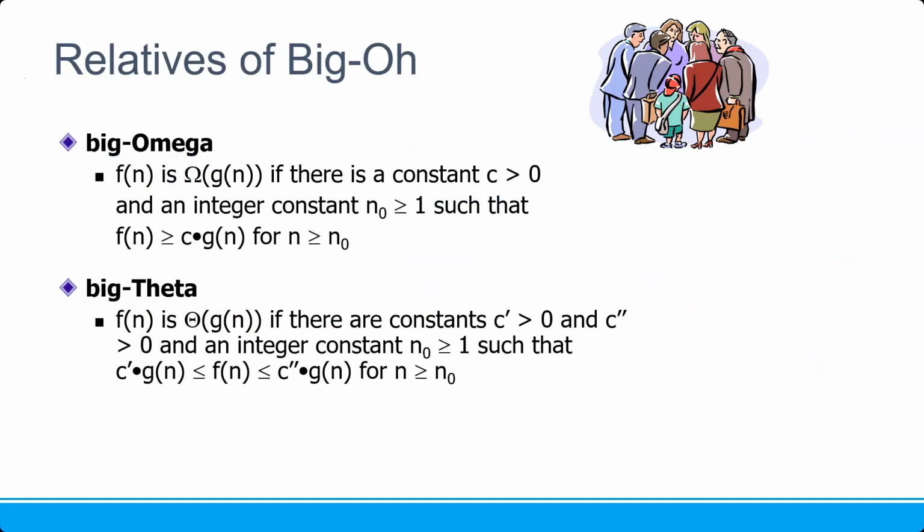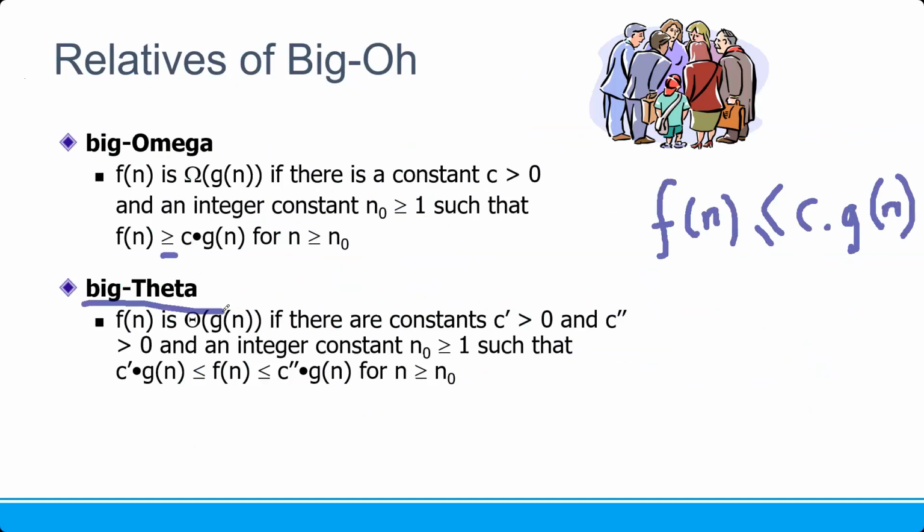In the big O, what is the condition? f(n) is lower than or equal to c·g(n). But for big omega, it is bigger than or equal to c·g(n). What about big theta?